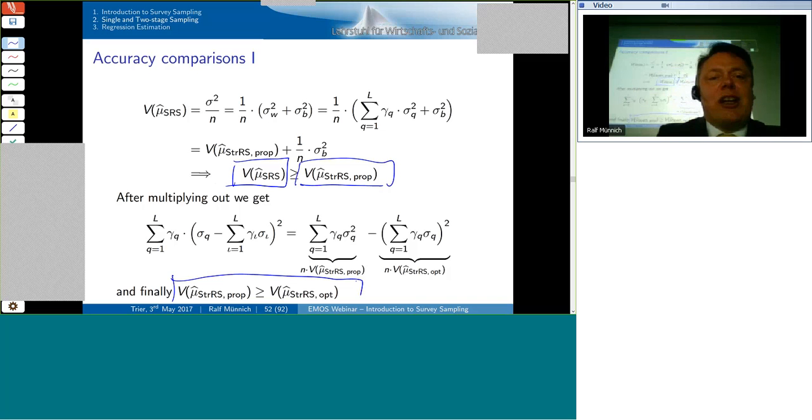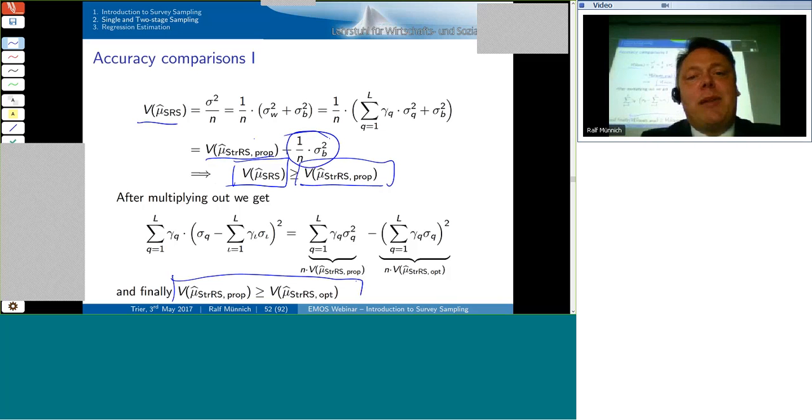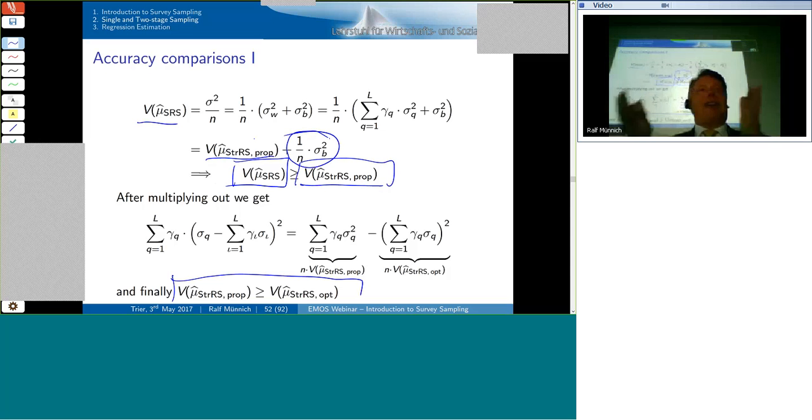If we look at the first equation, we see the two terms already here. The difference in variance is 1 over n times sigma_b squared. Sigma_b squared is the variance between, that means the variation of the means. So if you have something like income classes, you have a huge variation of the means because they're somehow separated. If you have overlapping strata, the means are close to each other. Then this term would be almost 0.